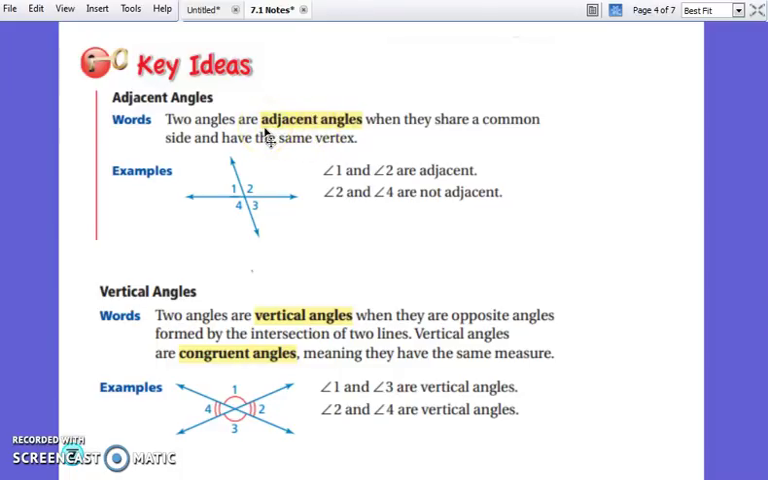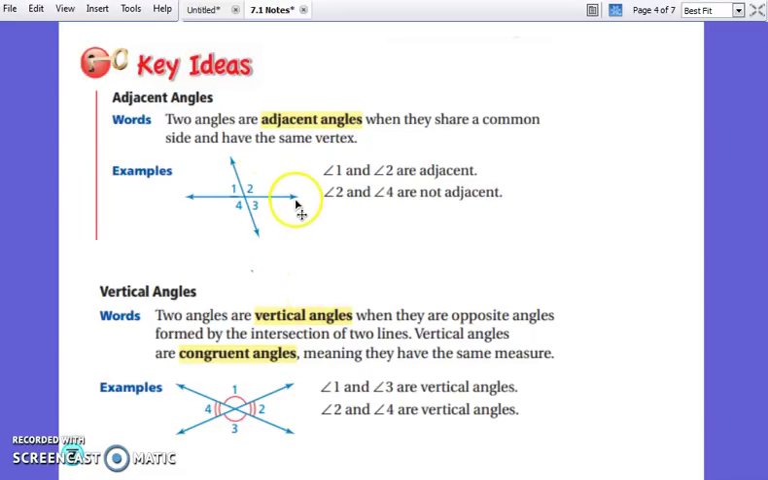Like two lanes in a freeway are adjacent. The person you're sitting next to is adjacent to you. You can have angles that are adjacent as well. So take a look at this example here. Angle 1 and angle 2 are adjacent because they're right next to each other. Angle 2 and angle 4 are not adjacent. They are not next to each other. Instead, they're across from each other.